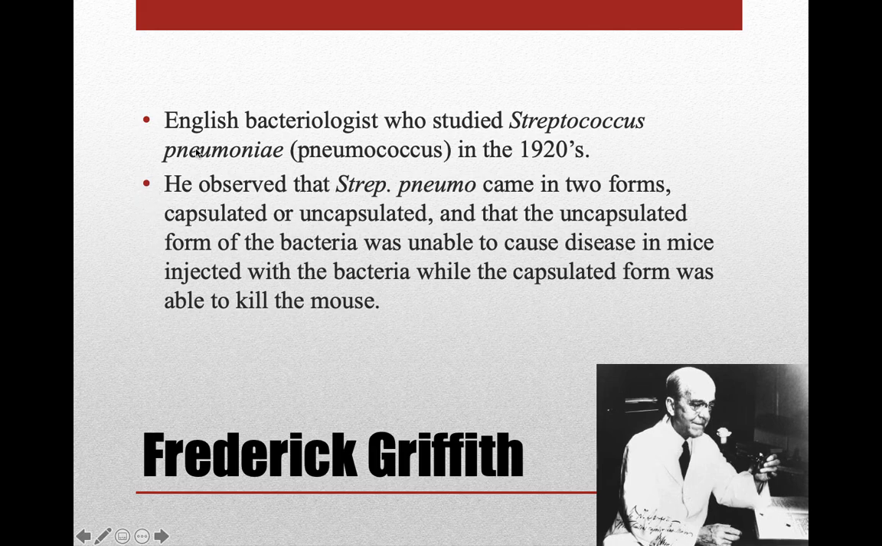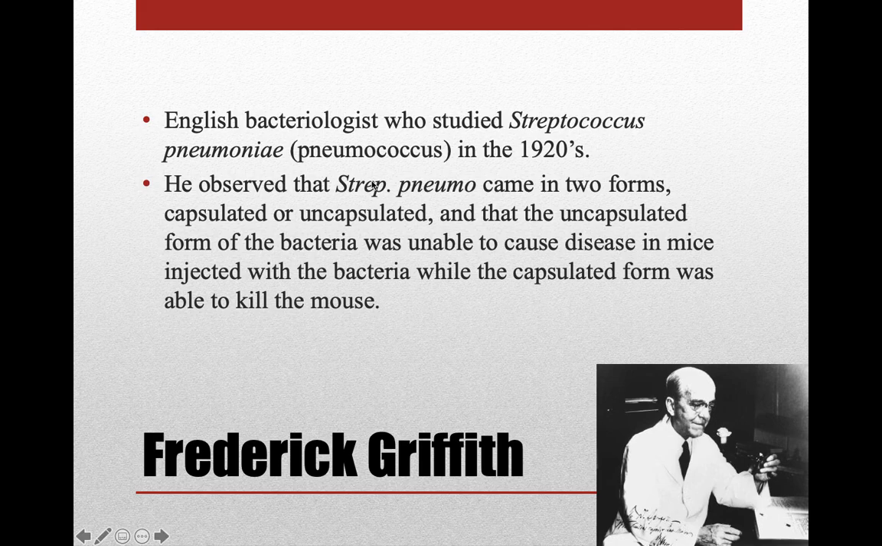Now, if you recall, the capsule on bacteria allows them to get past phagocytosis by the white blood cells, allowing them to become immune to that. This form of the bacteria would survive within the bloodstream and was able to cause disease, whereas the unencapsulated version was not. The immune system was able to keep it in check. It could not cause disease. If you didn't have the capsule, you couldn't cause disease. If you had the capsule, you could, and that's exactly what he noticed here. That's the basis of his experiment.